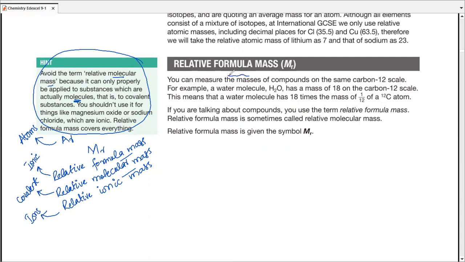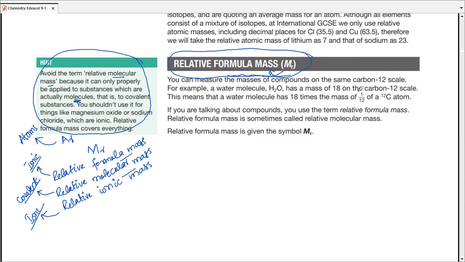However, relative formula mass is a bigger, broader term that covers ionic compounds, and since covalent compounds are also shown in formulae, it covers those. Ions are also shown in formulae, so it covers those. So relative formula mass is a bigger, broader term, and actually the right term for Mr. That's why they have used it in the heading.